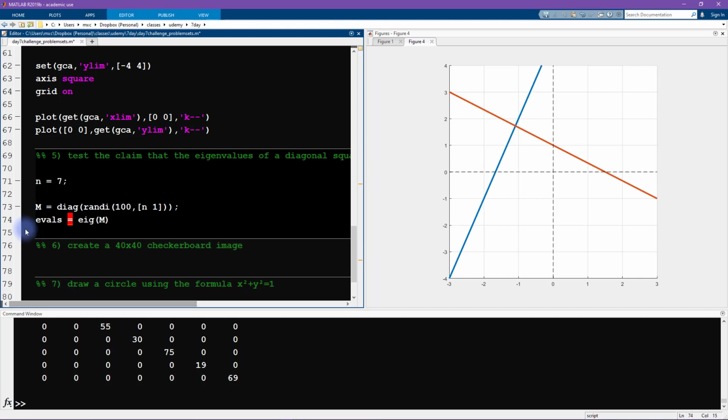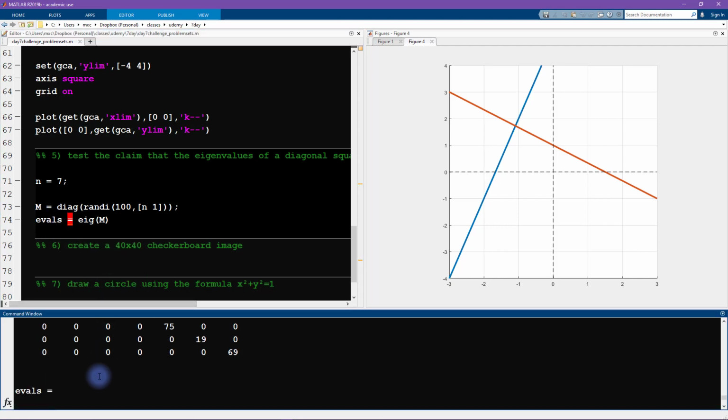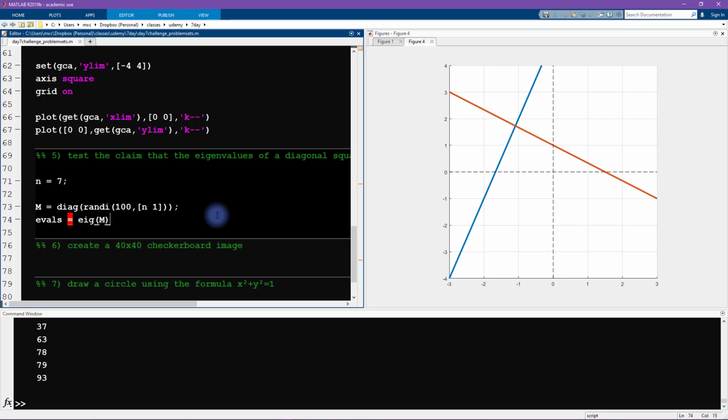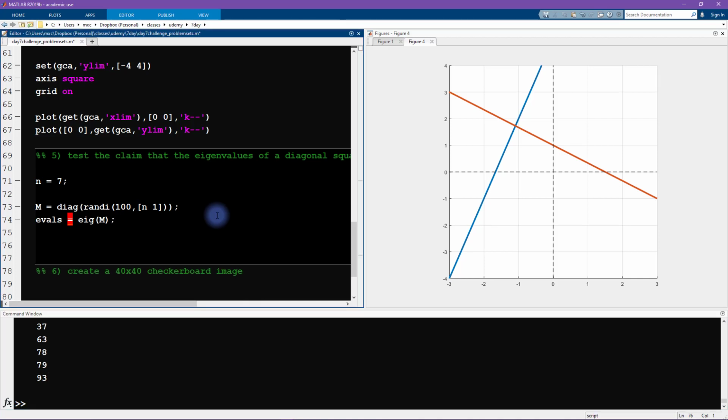Now, if you request 2 outputs from the eig function, you're going to get both the eigenvalues in a matrix and the eigenvectors. But in this case, we really only care about the eigenvalues, so we can only get 1 output from the eig function, and that returns a vector like this. All right. Then the final thing that we want to do is print out the diagonal elements, the eigenvalues, and the difference between them to show that those are 0.